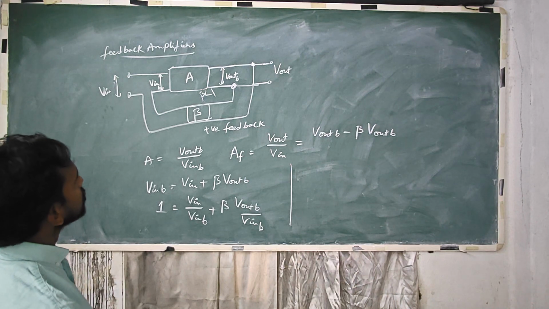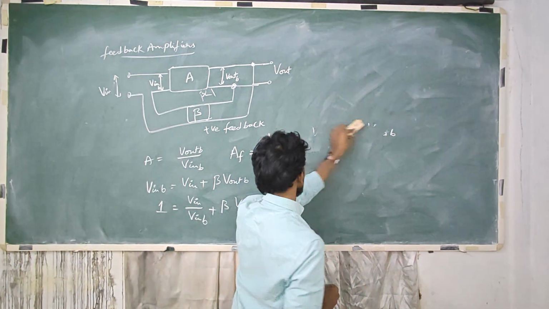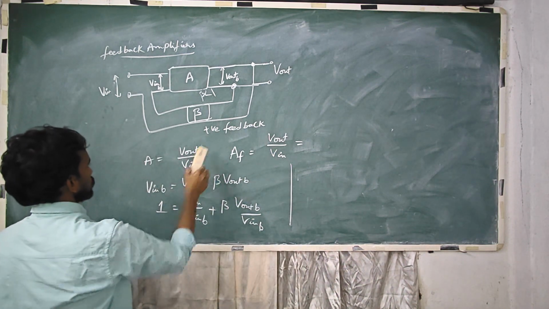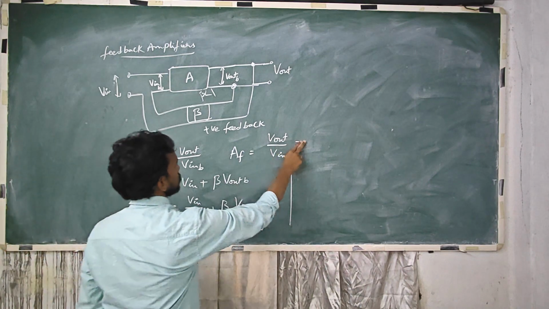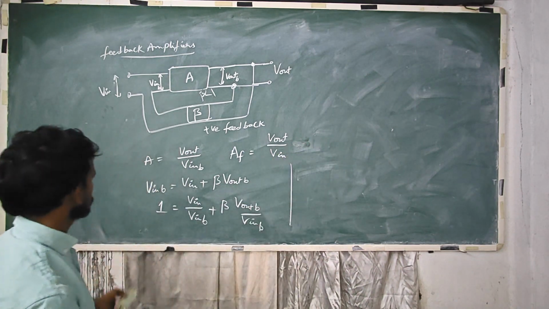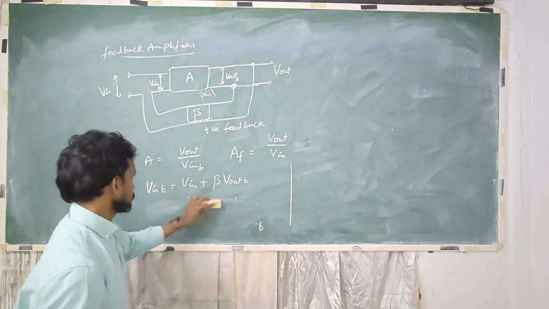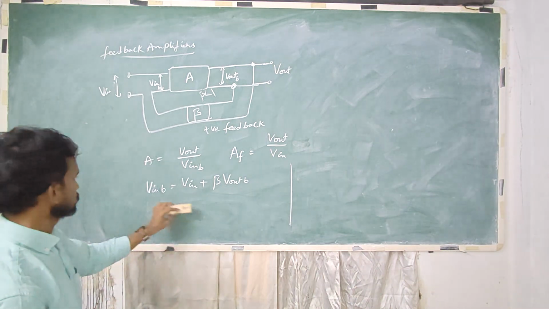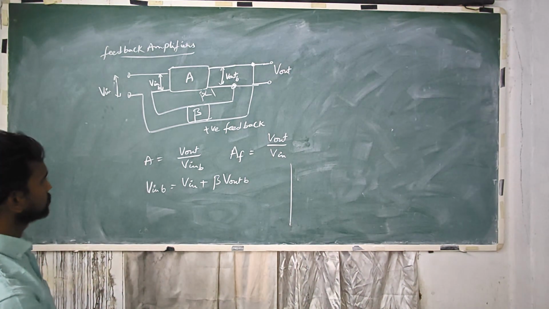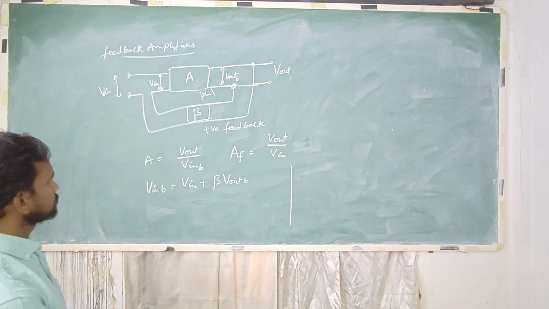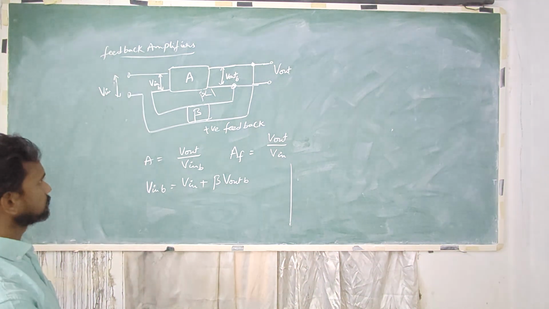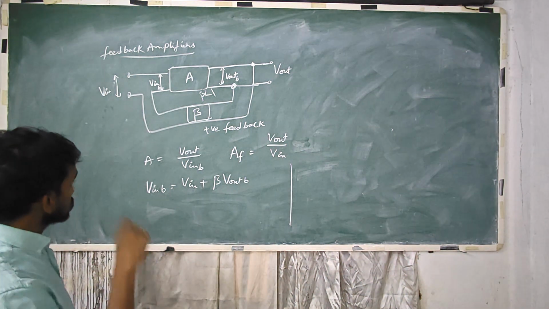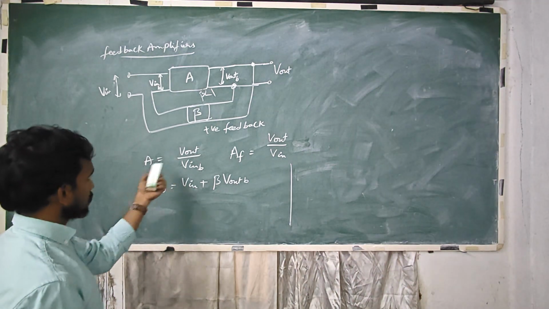Taking the output in parallel. So instead of all this, equations will be a little easier now. So A is equal to V out by V in B. AF is V out by V in. V in B is V in plus beta times V out B. So from these three equations I have to compare AF and A.